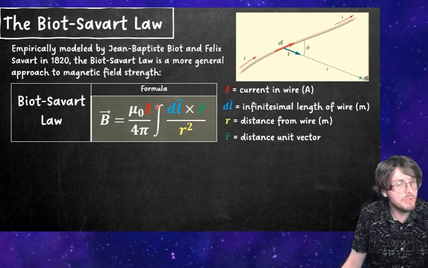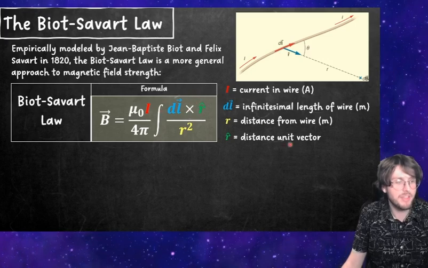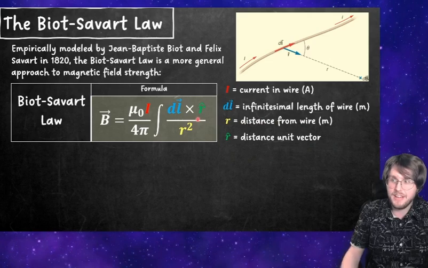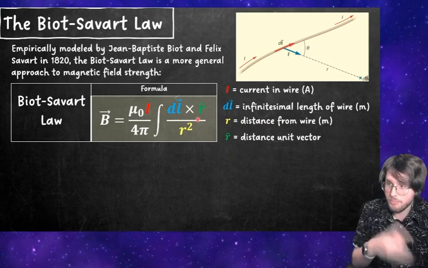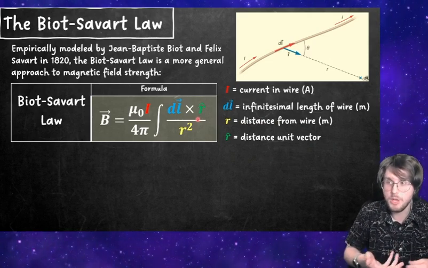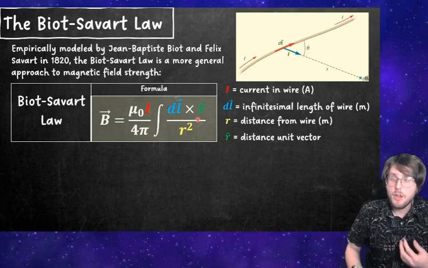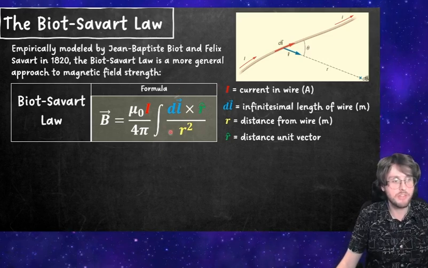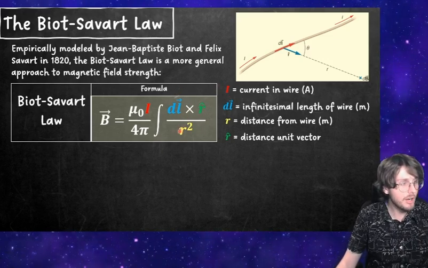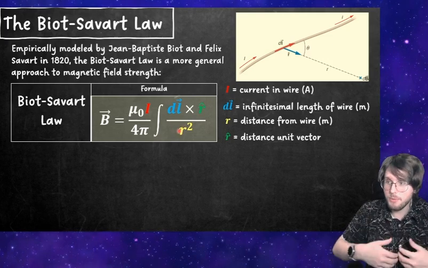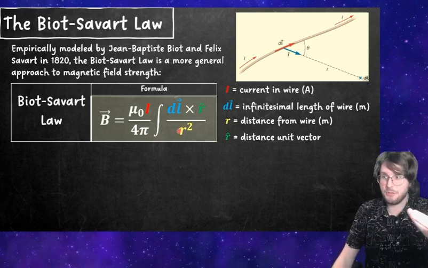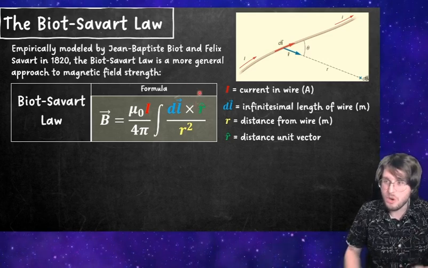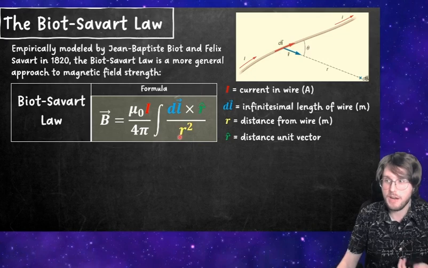Now, this infinitesimal length dl is cross-producted with this little newcomer here. This is called the distance unit vector, and it's a vector that has a magnitude of 1, so it doesn't really add anything numerically to the equation, but its main purpose is to serve as the direction carrier for the distance from the wire down here. So R and R technically are the same thing, but it's almost like R is astrally projecting its direction onto the numerator of this equation, just so we don't have to fuss with it being squared down here.